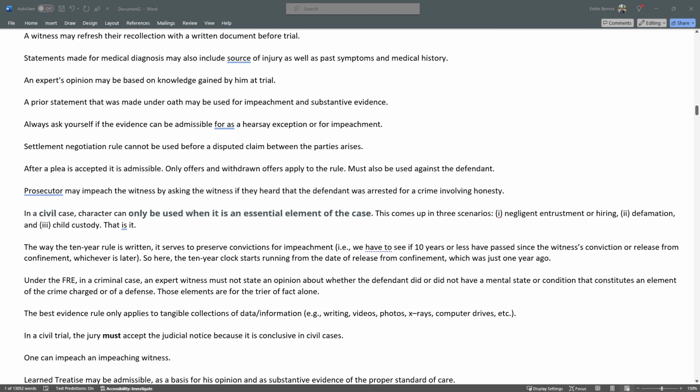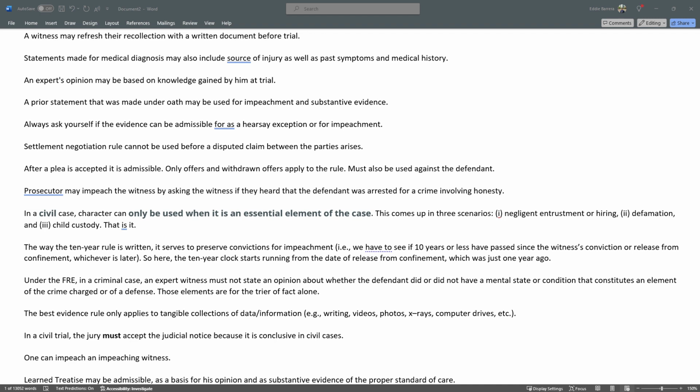A witness may refresh their recollection with a written document before trial. Statements made for medical diagnosis may also include source of injury as well as past symptoms and medical history. An expert's opinion may be based on knowledge gained by him at trial. A prior statement that was made under oath may be used for impeachment and as substantive evidence. Always ask yourself if the evidence can be admissible as a hearsay exception or for impeachment.